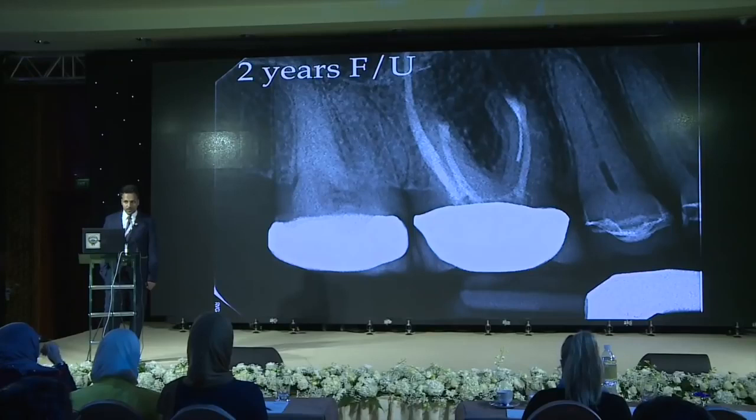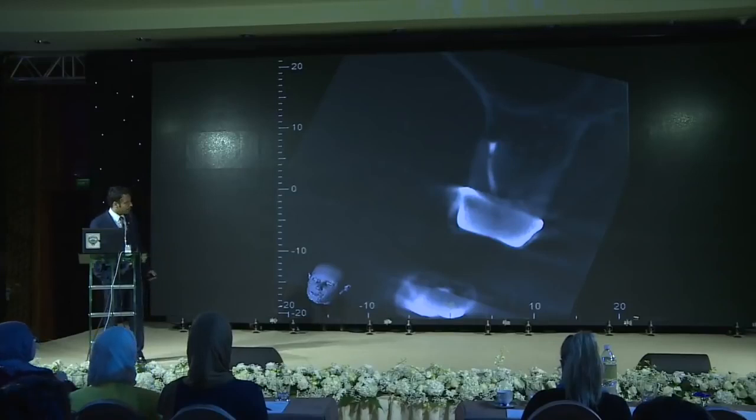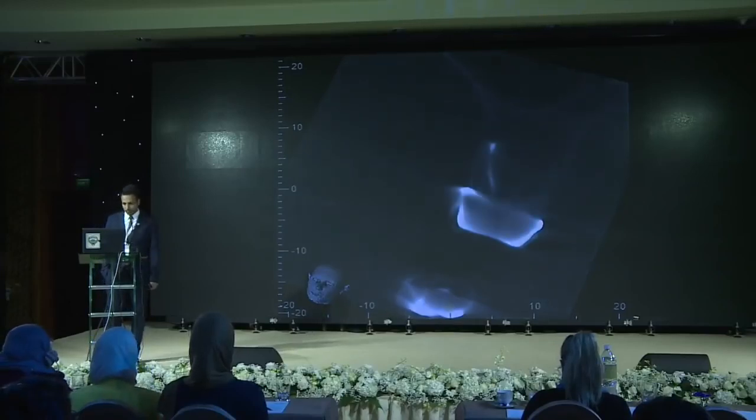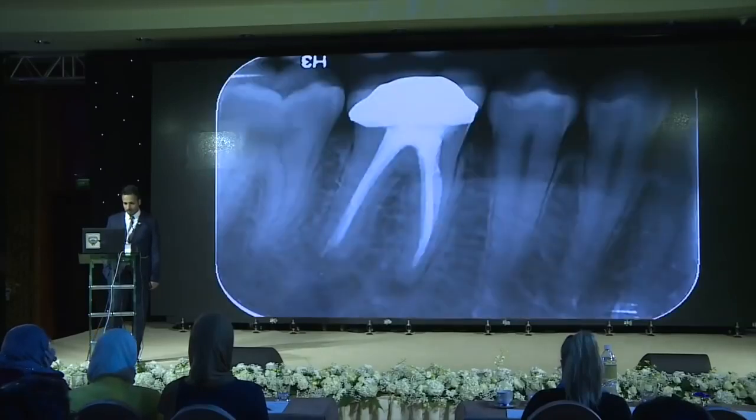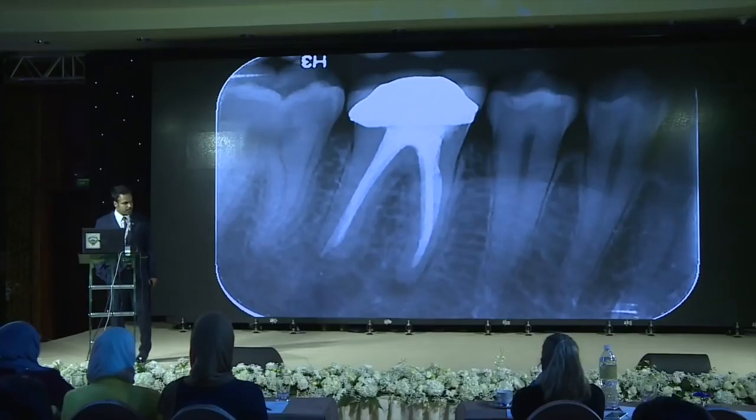The patient came after 2 years, and you can see there is a complete bone healing. And I also, for curiosity, took a CBCT and looked at the complete bone fill around the root. Now, I just came back to Kuwait last summer, so I started to do these procedures. And this is one of the procedures that I did probably 5 months ago.